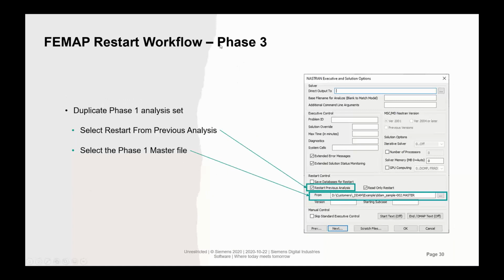For the phase 3 portion, I duplicate the phase 1 analysis setup, hit restart, browse to the folder where the solution is run, and point to the DDAM master file.